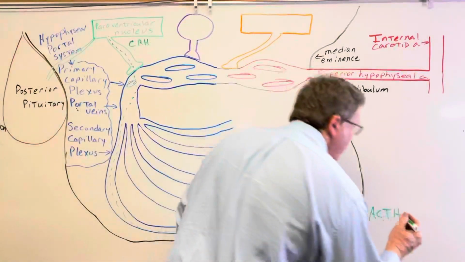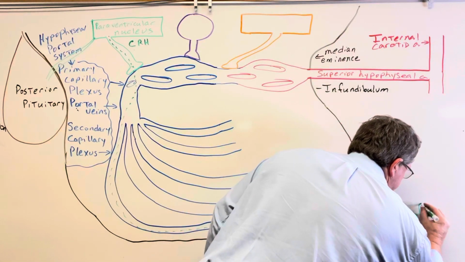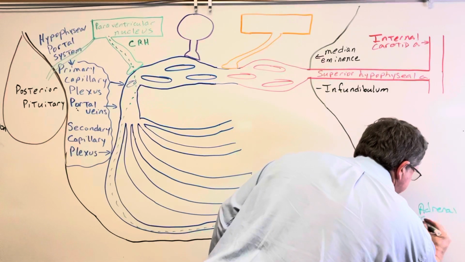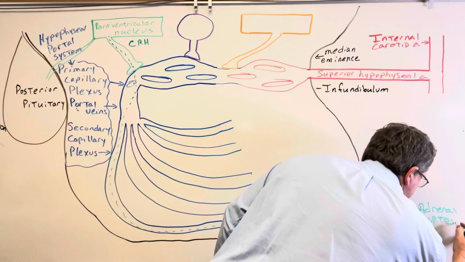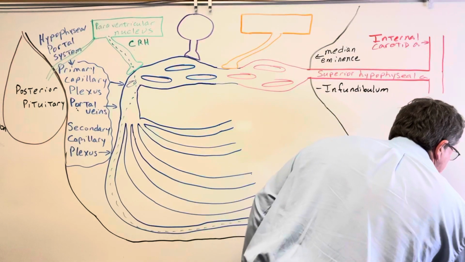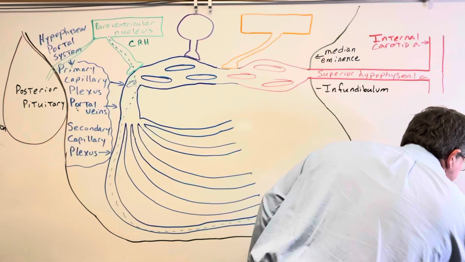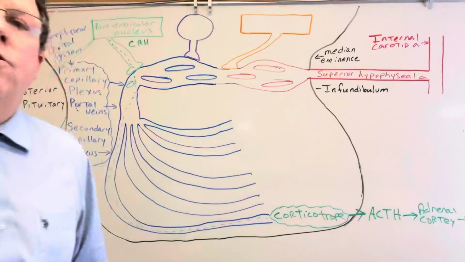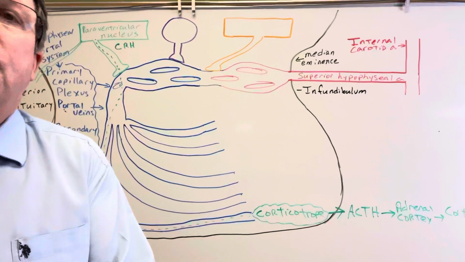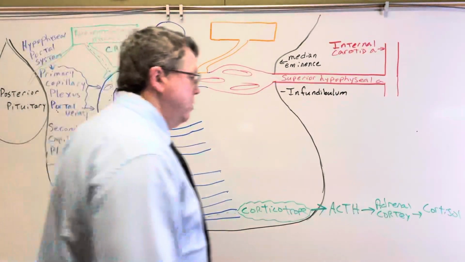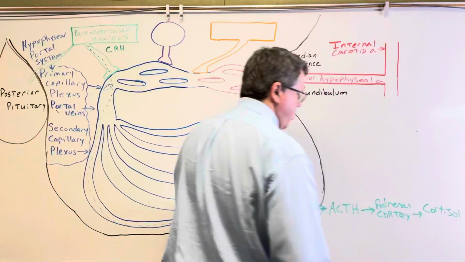it's going to go down to the adrenal cortex. Okay, so it's going to go to the adrenal cortex, and then what's going to happen is from there it will cause the release of cortisol. Okay, and normally that's going to be released in times of stress. Let me just move this over just a little bit. All right. So it's going to produce cortisol.